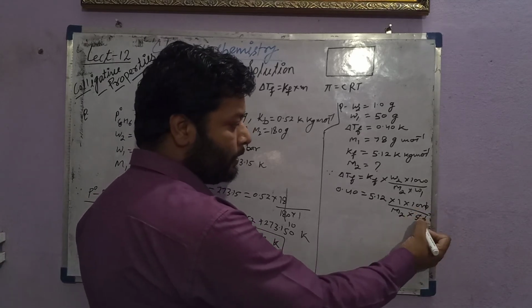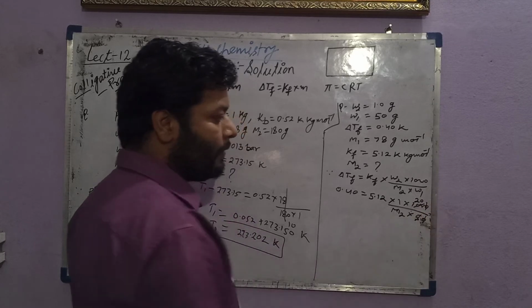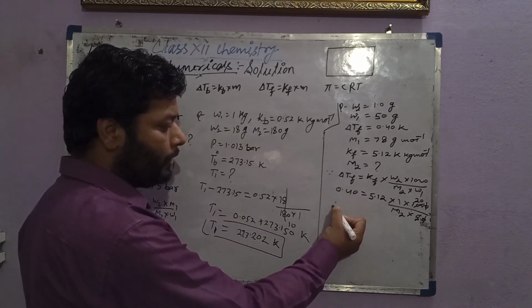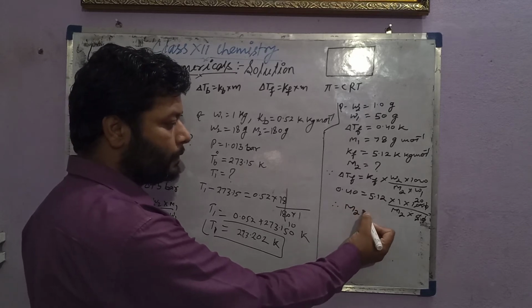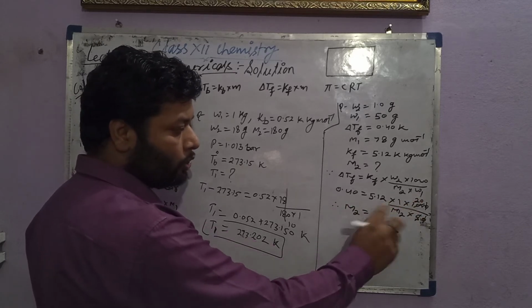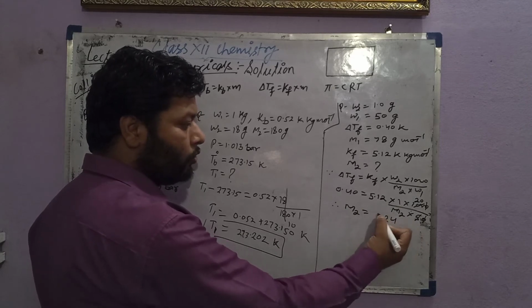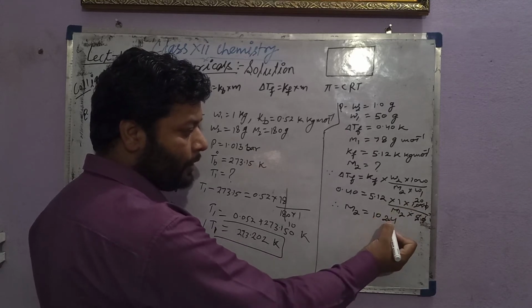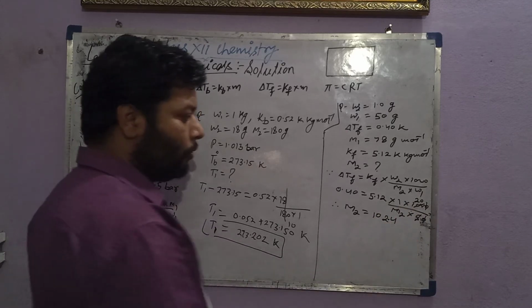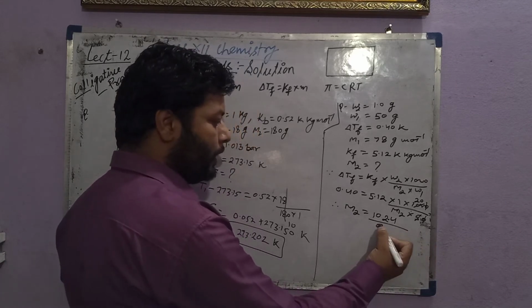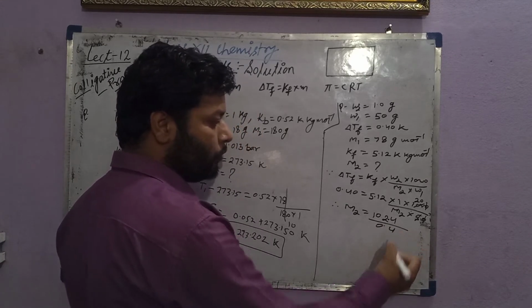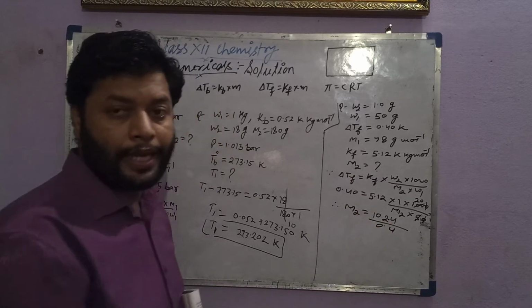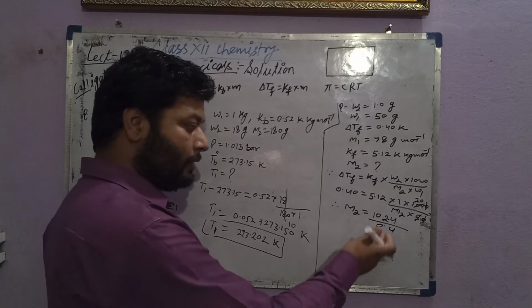Divide by 5. There will be 20. Then solve the value. Therefore M2 will be, just multiply by 2: 2 2s are 4, 2 1s are 2, 2 5s are 10, and there is 1 0. So the decimal will be here, 102.4 divided by 0.4. You can divide. There is one decimal place in both, so the decimal can be cancelled out, and just divide by 4.